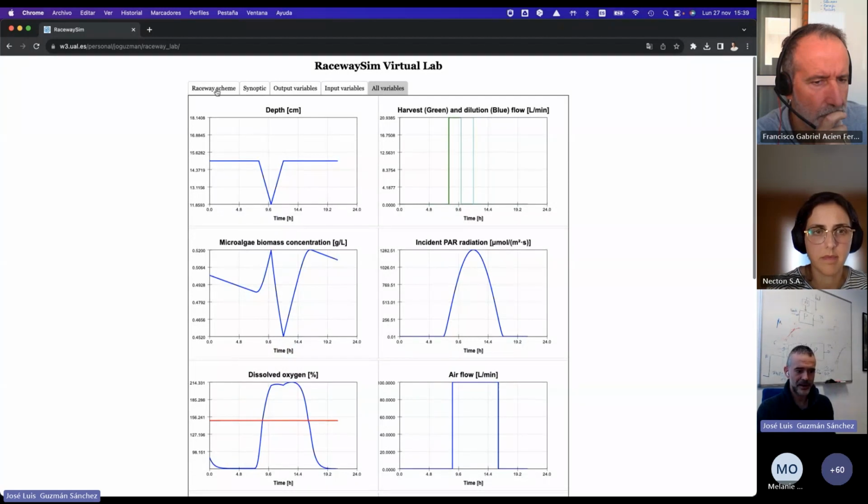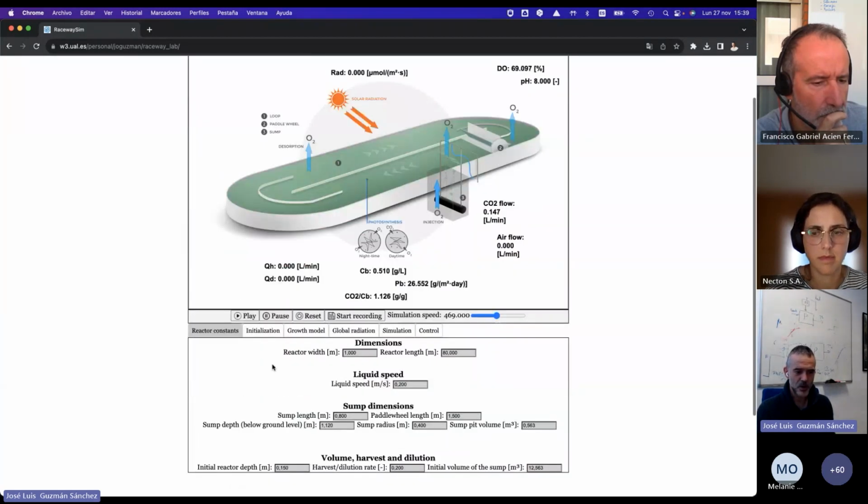So this is the graphical part, as I mentioned before. Down here, we can configure all the possible parameters. You don't need to modify all of them, but they're available in case you want to.